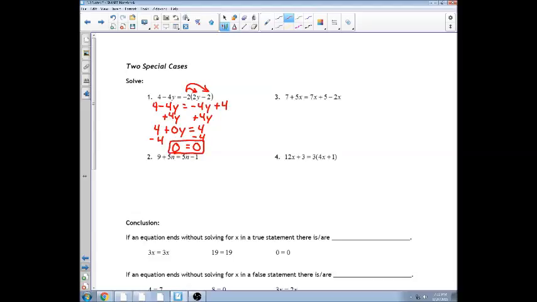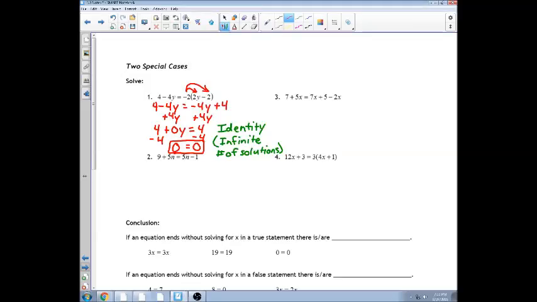What this means, we call this an identity. All it means is an infinite number of solutions. And what that means is it does not matter what I put in for y. I could put 1 million in for y, and it's going to come out 0 equals 0 every single time.